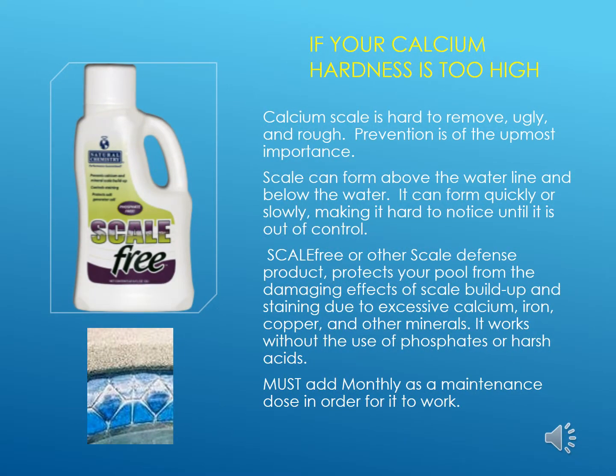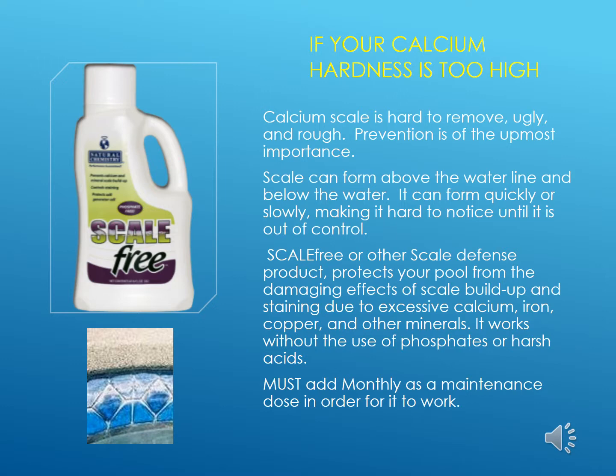If your calcium hardness is too high, or if your pH and alkalinity are out of range and allow calcium in the water to precipitate out, scale will develop. Now, scale is very hard to remove. It's ugly, it's rough, it causes white patches and white flaky scale all over the plaster. It can be above the water line, on the tile as well. So prevention is of the utmost importance.